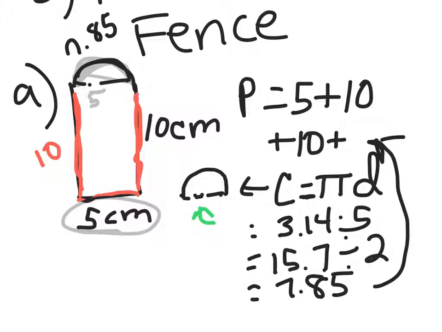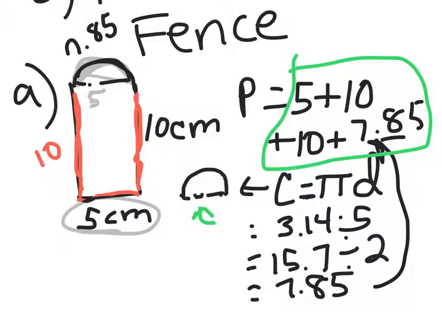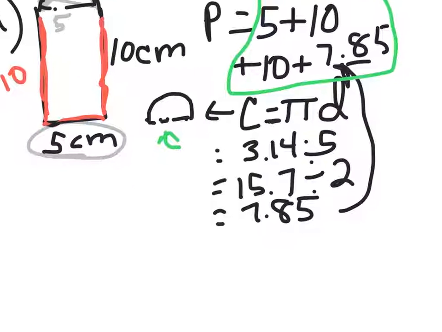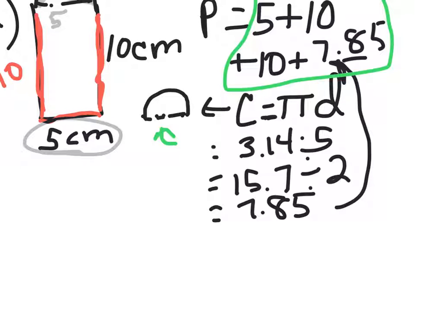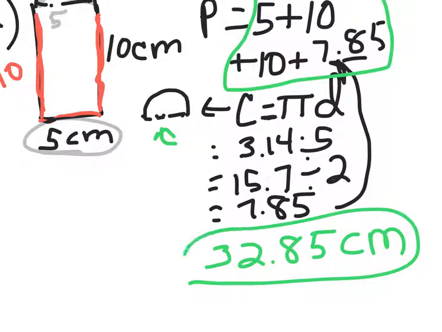I want the distance around the total shape. I've got 5 plus 10 plus 10 plus my curvy piece of 7.85. Let's now take these numbers and add them all together. What I end up with is 32.85 centimeters as the distance around my entire shape.